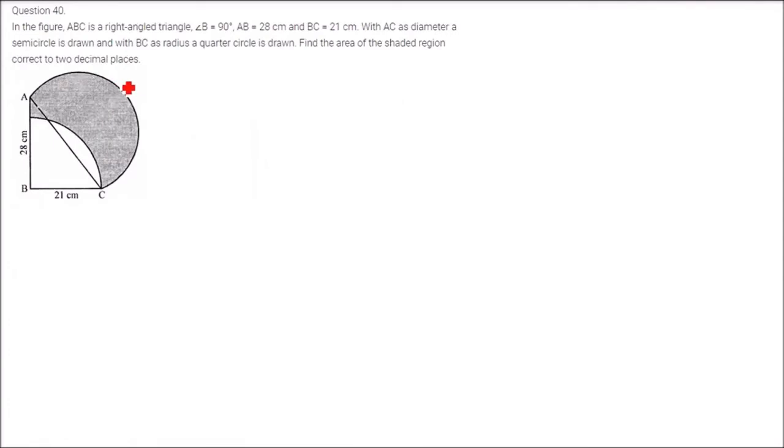In the figure, ABC is a right angle triangle. Here, ABC is a right angle triangle. Angle B, this one, is 90 degree. BC, this BC is 21 centimeter. Now with AC as the diameter, a semicircle is being drawn with BC as the radius.